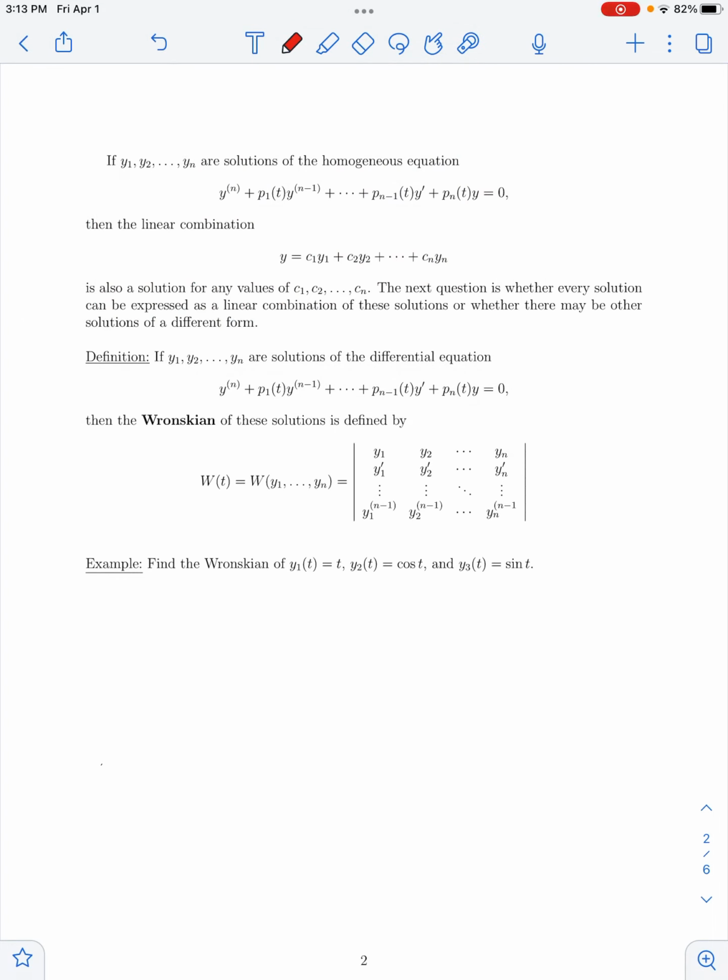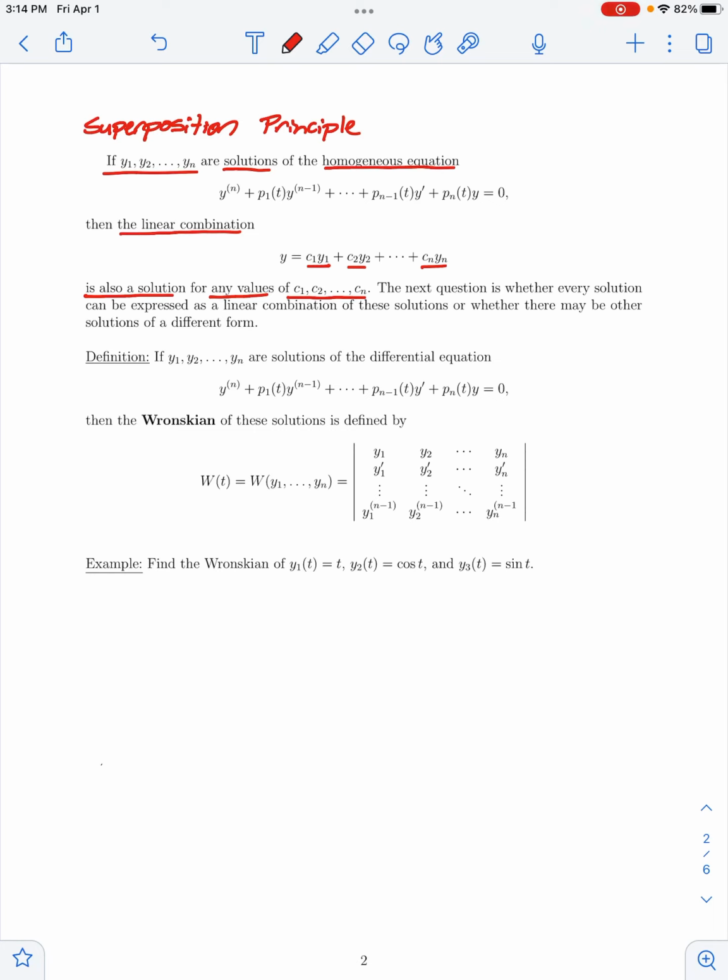So let's consider the following. Suppose that y1, y2 up through yn are n solutions of the homogeneous equation shown here. Then the linear combination y, defined by c1 y1 plus c2 y2 and so on up through cn yn, is also a solution for any values of these constants, c1 through cn. So that is, if we find n solutions of my nth order homogeneous equation, a linear combination of those n solutions is also a solution. This is what we call the superposition principle, which says that a linear combination of a set of solutions would also be a solution.